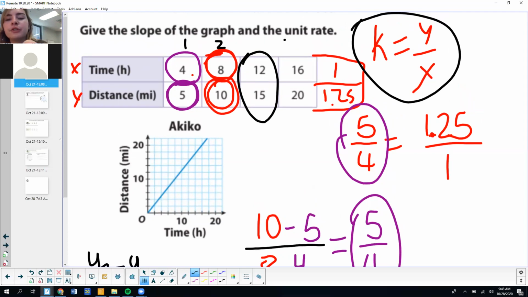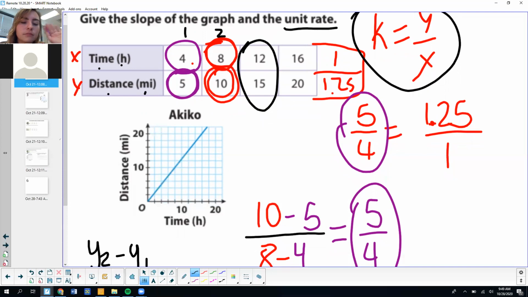When we're talking about unit rate, you're going to see unit rate on your quiz. We're talking about per 1. So to figure out, let's see, in this case, we've got time and distance. So we've got hours and miles. So we want to figure out how far in miles we go in 1 hour. So we did that by taking 5 divided by 4, and that gave us 1.25. So that's the distance. That's y over x still. That's still the same thing, y over x. So 1.25 miles in 1 hour. I know it's kind of a lot.